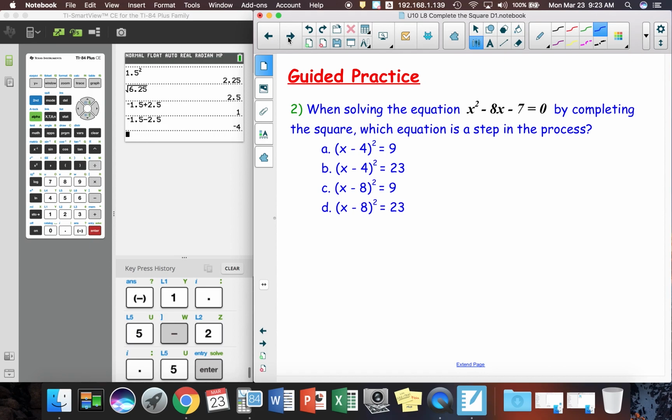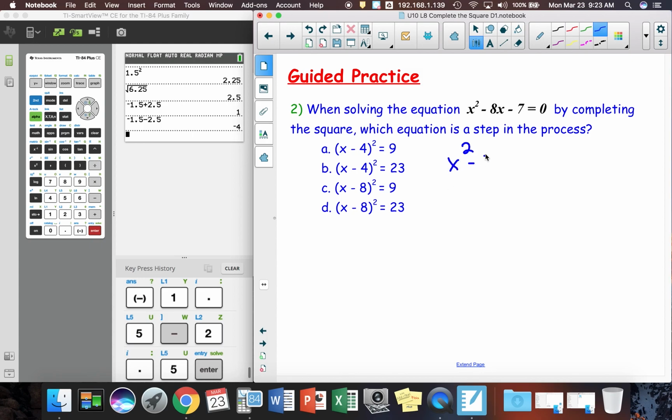Now, here's a question that you can see on the Regents. It says, when solving this equation by completing the square, which equation is a step in the process? Now notice, for all of these here, they didn't continue and get an answer. They just stopped here. They want to make sure that you know how to use completing the square. If you try to use the quadratic formula or any other method, you would not be able to get this type of answer. You have to use completing the square. So let's use completing the square.